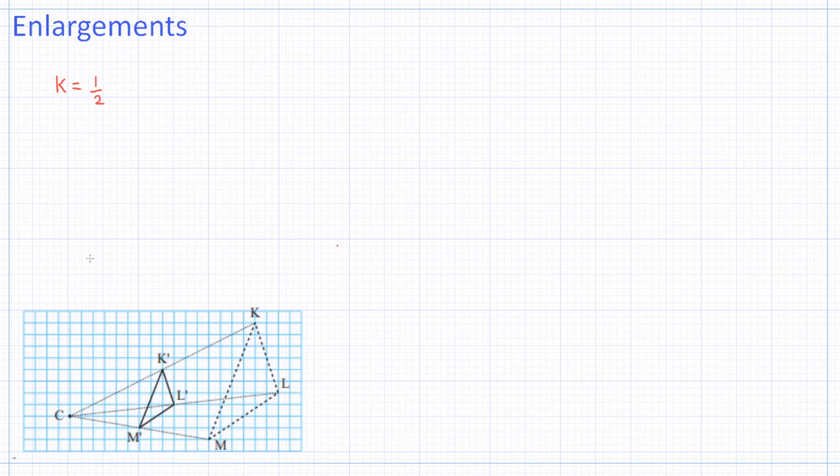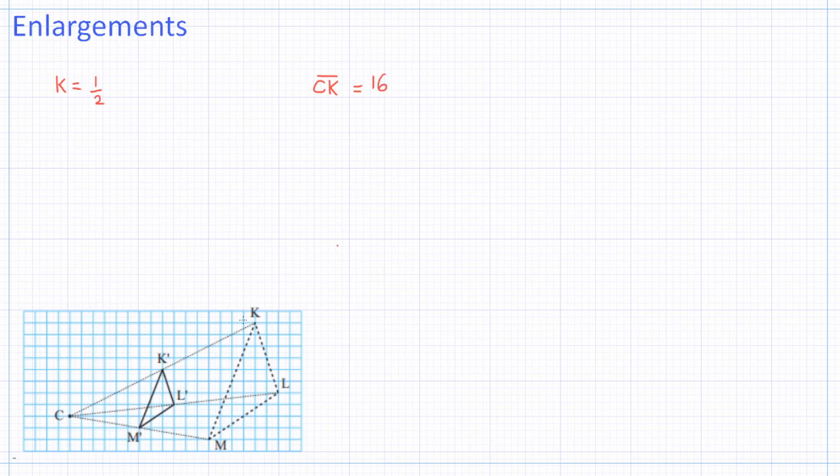So again, what's my original length here? So CQ, let's write some things down. My length CQ was 2, 4, 6, 8, 16.